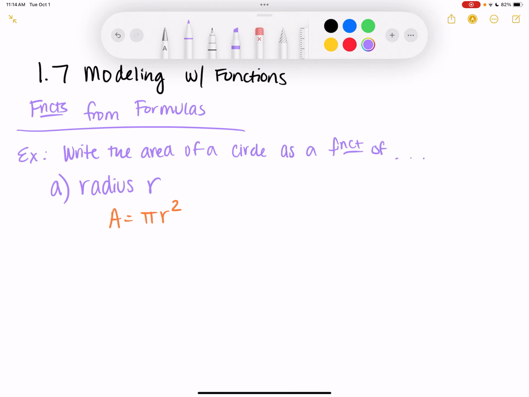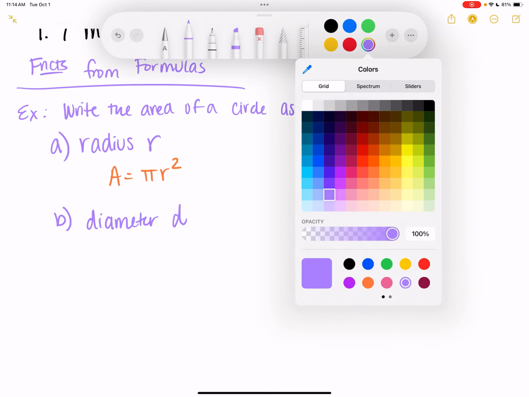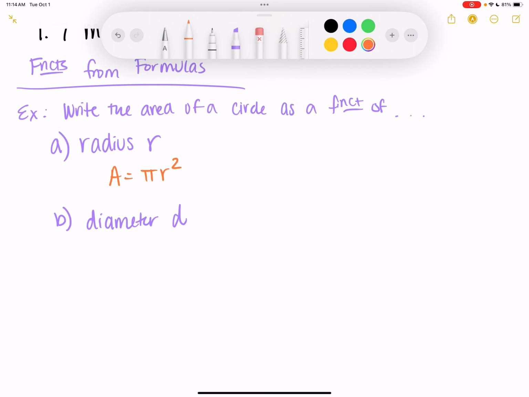B, instead they want us to write it as a function of diameter d. So instead of r, we're going to be using d. So what is the relationship of d to r? It's d over 2. So A equals pi times (d over 2) squared, which we would write as pi over 4 times d squared.